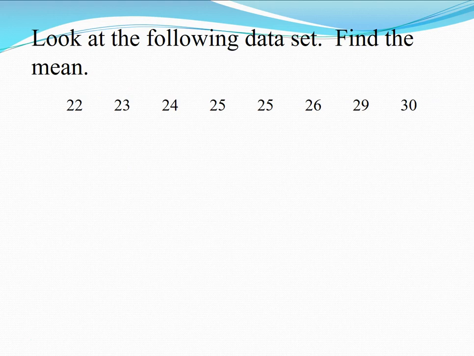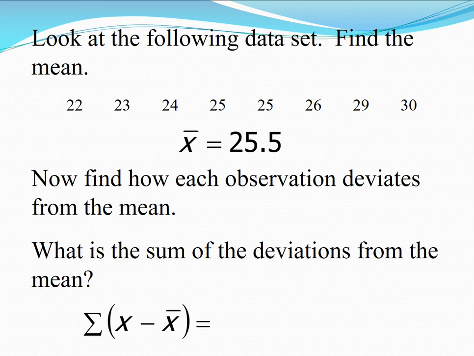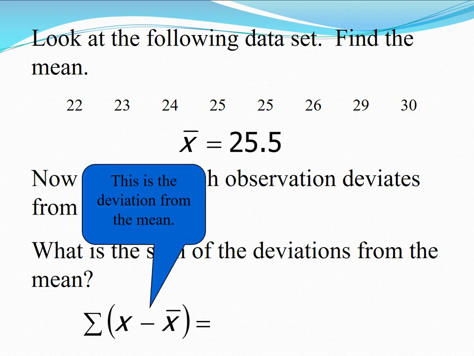Let's look at another data set. We want to find the mean. Add them all up. I did it for you. Add them all up, divide by, how many are there? 8. I got 25.5. We want to find out how each observation deviates from the mean. In other words, how far off does each one go? So I would do 22 minus 25.5. Then I would do 23 minus 25.5. Then I would do 24 minus 25.5 and 25 minus 25.5 and so on, and add those all up.